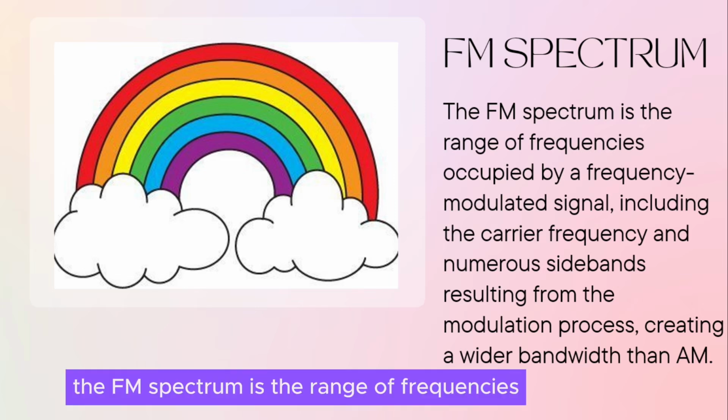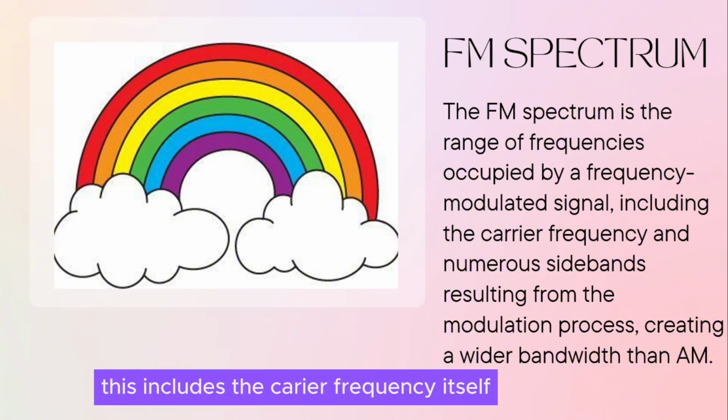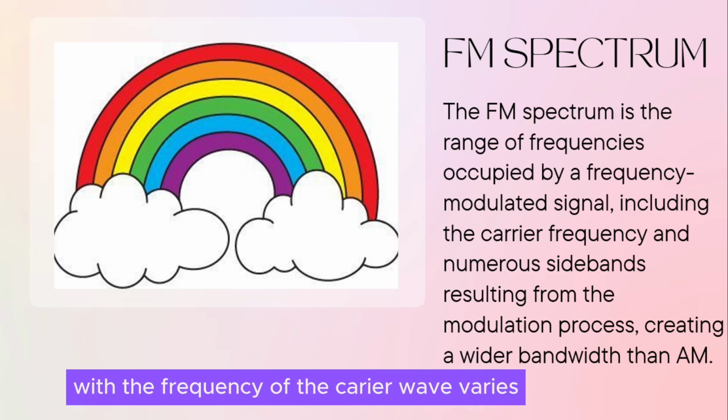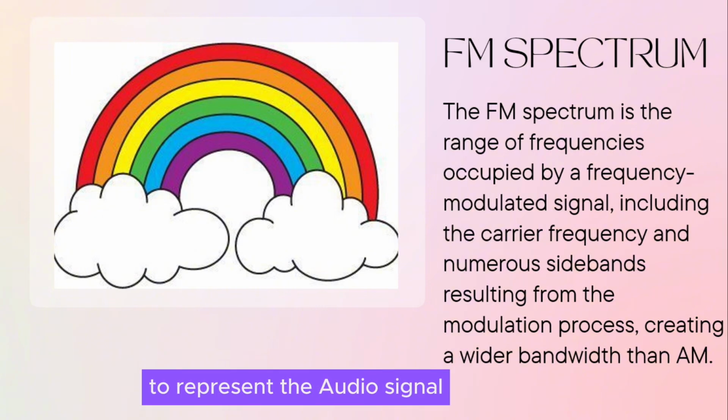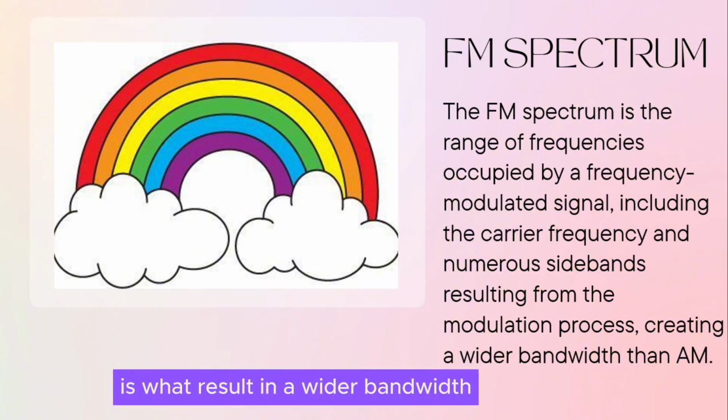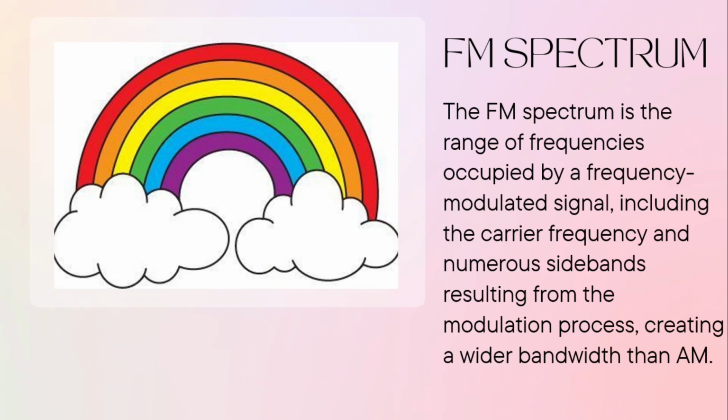The FM spectrum is the range of frequencies occupied by a frequency-modulated signal. This includes the carrier frequency itself, but also numerous sidebands. These sidebands are created during the modulation process, where the frequency of the carrier wave varies to represent the audio signal. The presence of these sidebands is what results in a wider bandwidth for FM compared to AM.